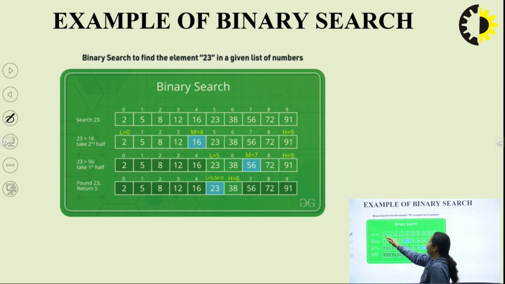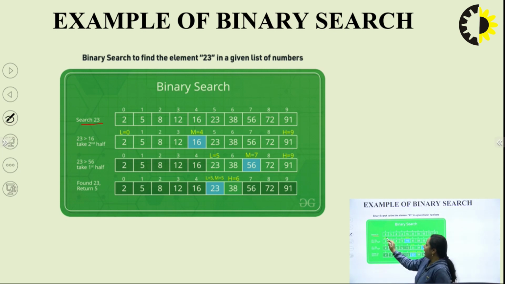For example, if we have a list of elements: 2, 5, 8, 12, 16, 23, 38, 56, 72 and 91. So what is the process for binary search? Binary search always compares with the middle element and then divides the list into 2 equal halves. Say the element to be searched is 23. First of all, find the middle element within the list. What is the formula to calculate the middle position?